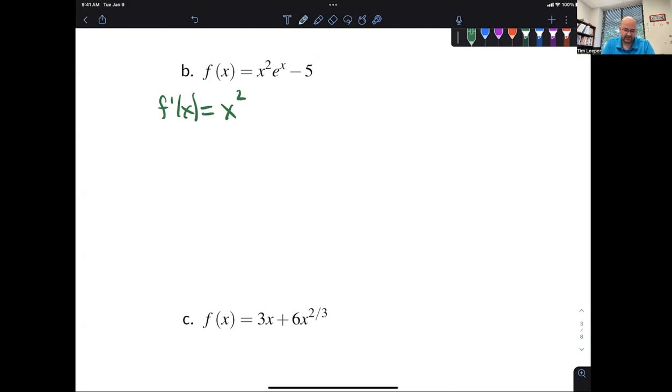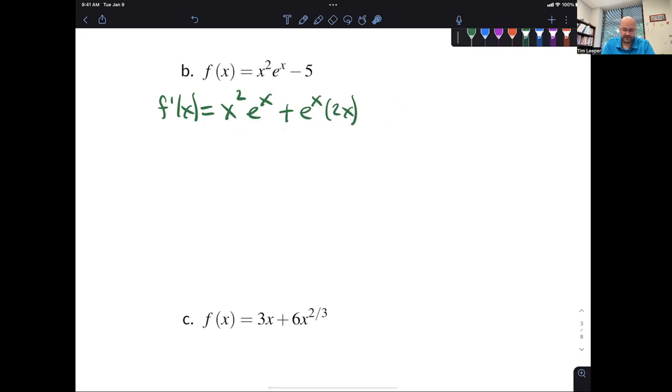The derivative of e to the x is e to the x times the derivative of the exponent, but that's just 1, so I don't need to deal with it. And then plus the second one, which is e to the x, times the derivative of the first. The derivative of x squared is 2x. Good. So that's the derivative of x squared e to the x, and then the minus 5 goes to 0, so I don't need to write it.